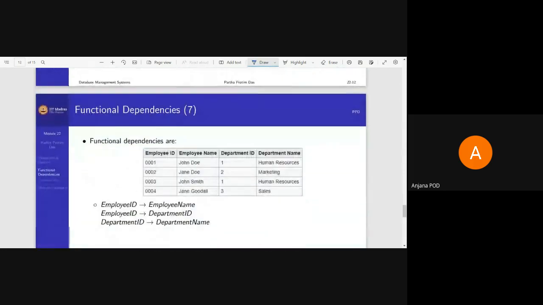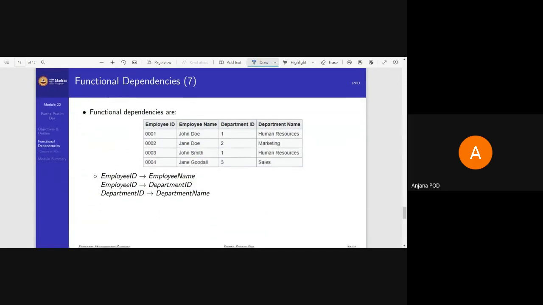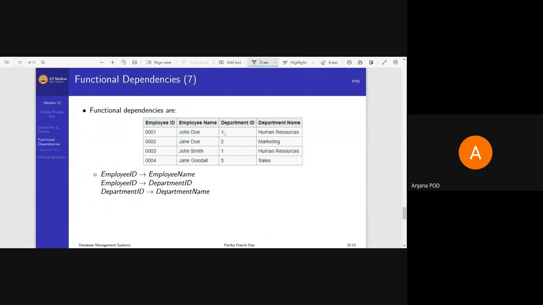Okay, so just for better understanding, we can take one more example. Again, here there are four attributes and four tuples. Let us take them as T1, T2, T3, and T4. Now let us check whether employee ID determines employee name or not. Let us consider this as alpha and this as beta. Can anybody tell whether it will be satisfied or not?